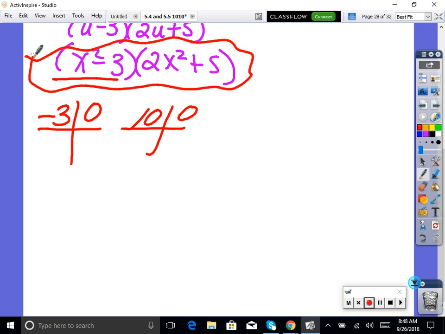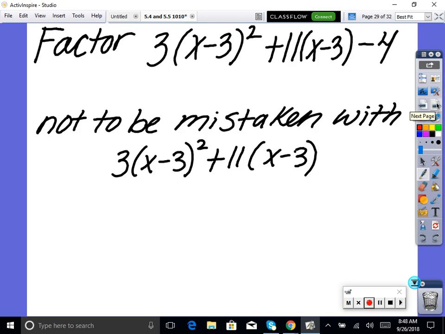Are we okay with the U-substitution? Another one or not? Well, actually, we are going to do this one. Okay. This is a U-substitution. It says factor 3x minus 3 squared plus 11x minus 3 minus 4. People go crazy and they start multiplying this out. If you're factoring, you're not going to want to multiply things together. Factoring, you never want to start multiplying stuff together.